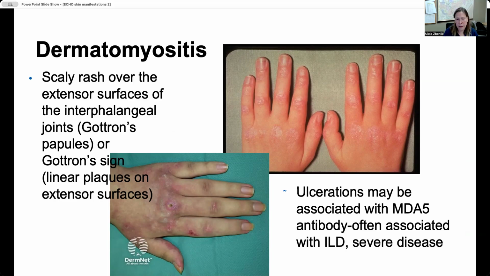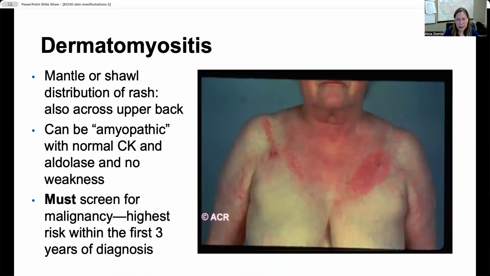And these can be a little bit difficult to treat, but determining the antibody profile can be helpful, because then that will associate with a particular phenotype, and it lets us know a little bit about prognosis and what things we should be especially careful about screening for. Next slide, please. This is another typical picture with this mantle or shawl distribution, like the patient in the case, sometimes also distributed onto the back as well.